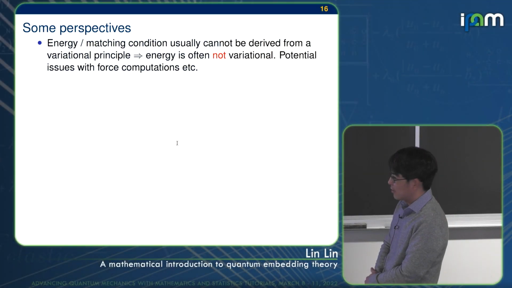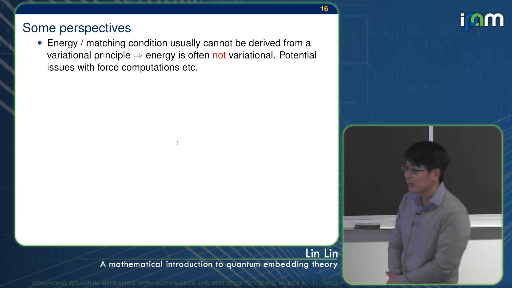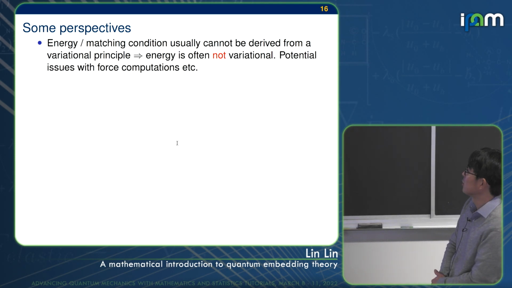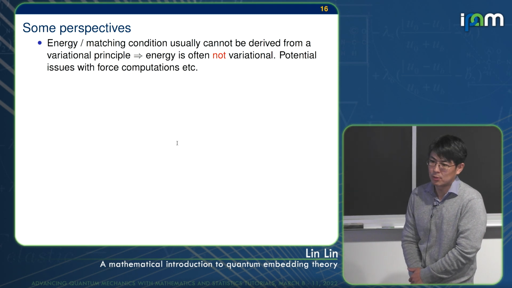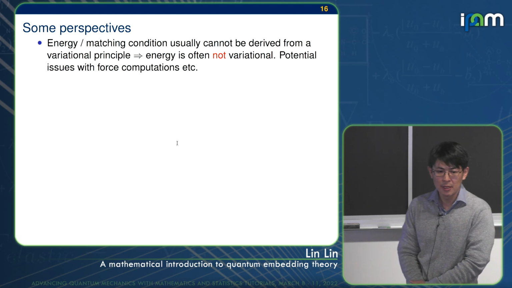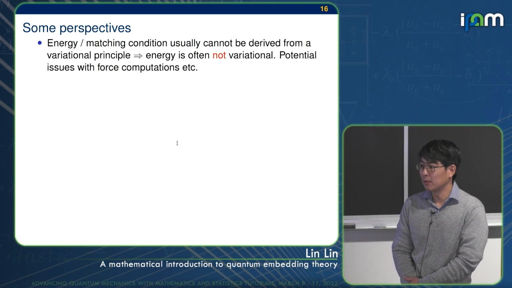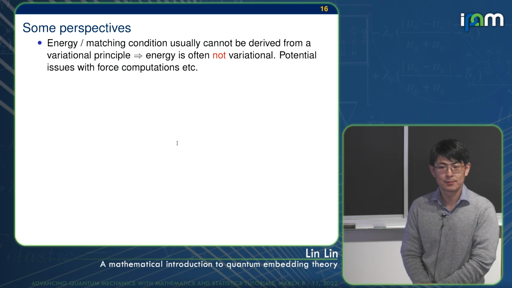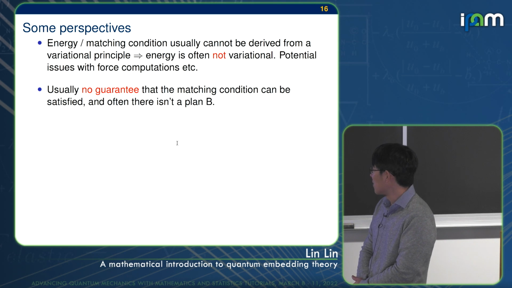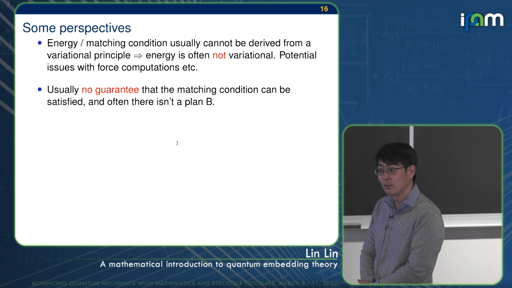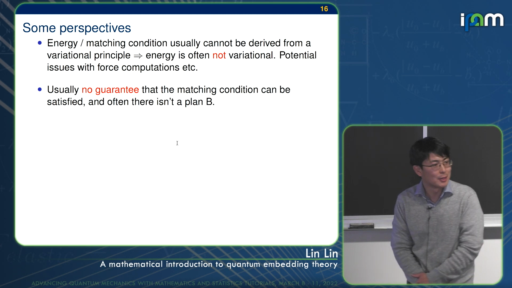Usually the energy and matching conditions cannot be derived with a variational principle, which means that the energy is not variational. This may cause some potential issues with force or derivative calculations. I believe derivative quantities in embedding theories are still very much frontier, beyond tutorial. Usually there's no guarantee the matching condition can be satisfied, and usually there isn't a plan B. So fail. I mean, I couldn't do it.